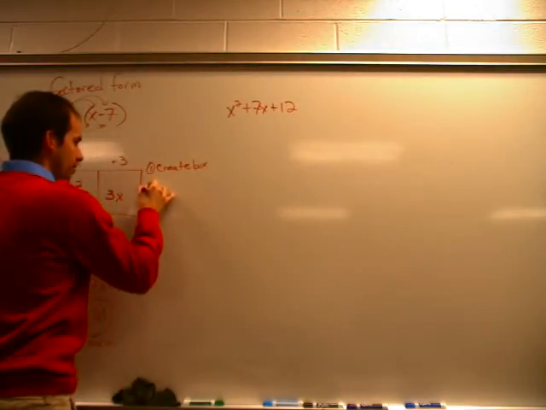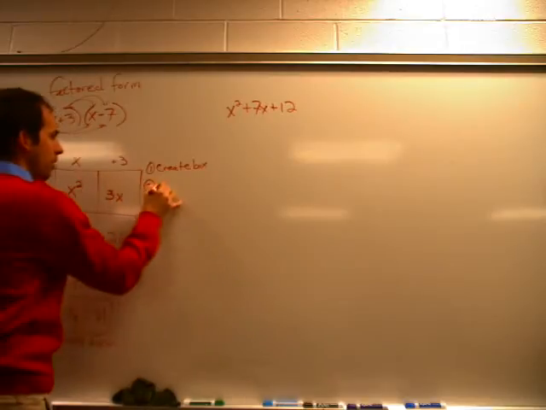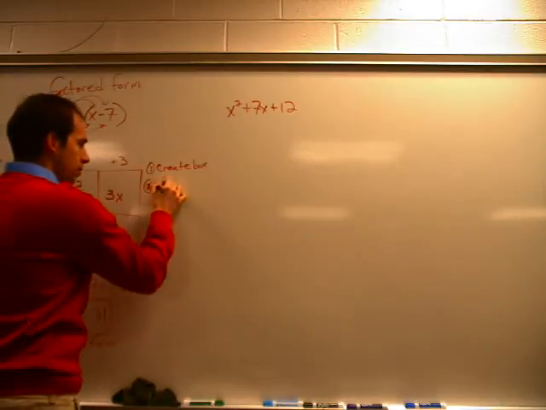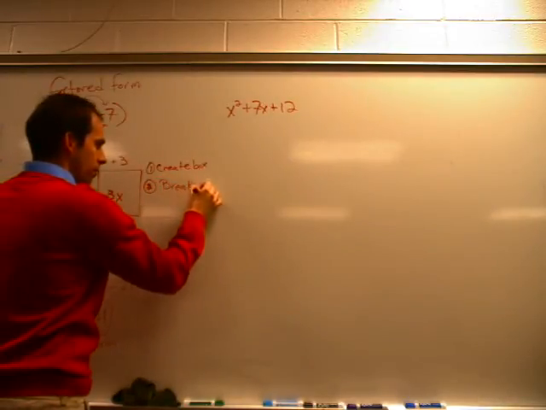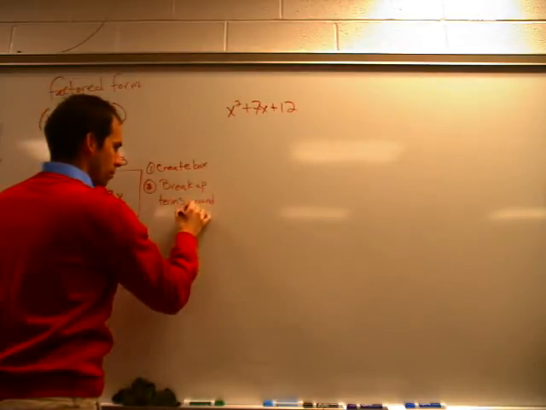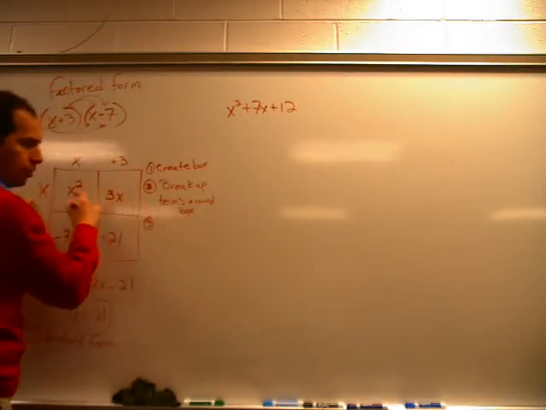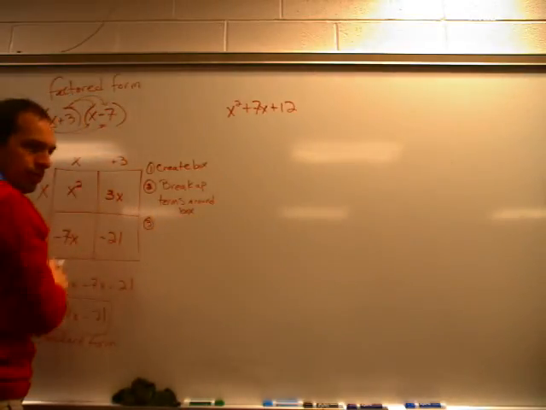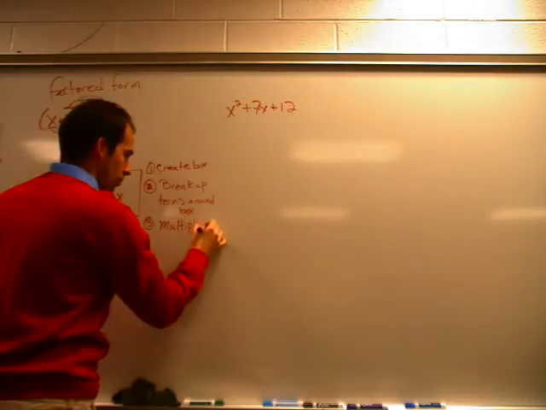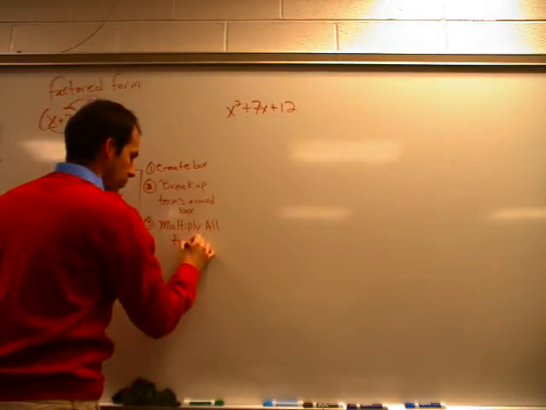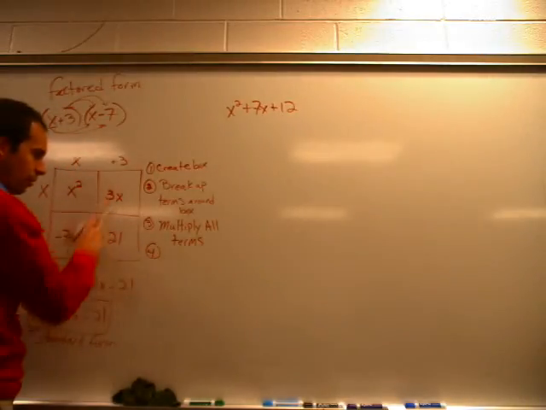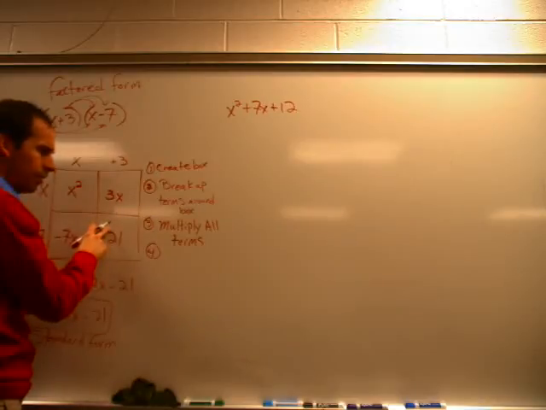And then the second thing you did, you broke up your terms around your box. And then you made sure you multiplied each of the terms around the box. And then lastly, add all the terms inside the box.